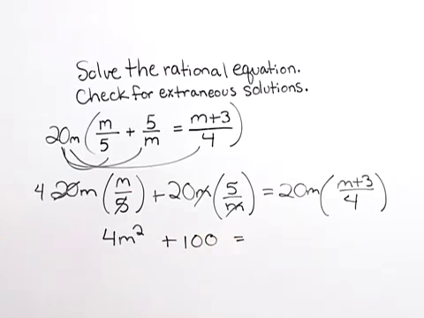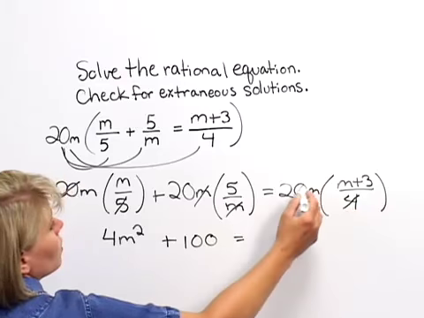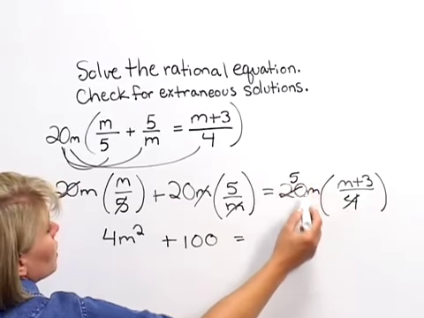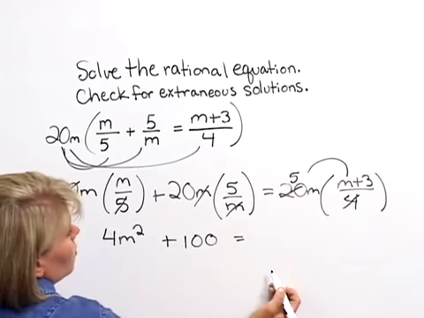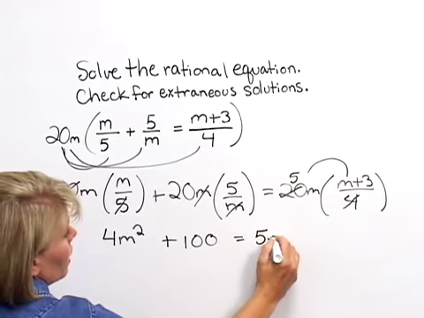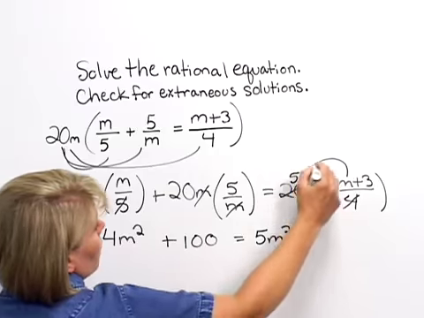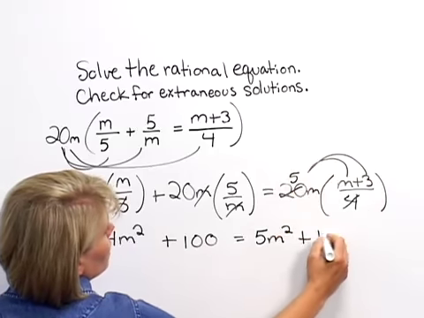And that's going to equal, over here, 4 will go into the 20 5 times. So we're actually distributing a 5m times this. 5m times m is 5m squared. 5m times 3 is a 15m.